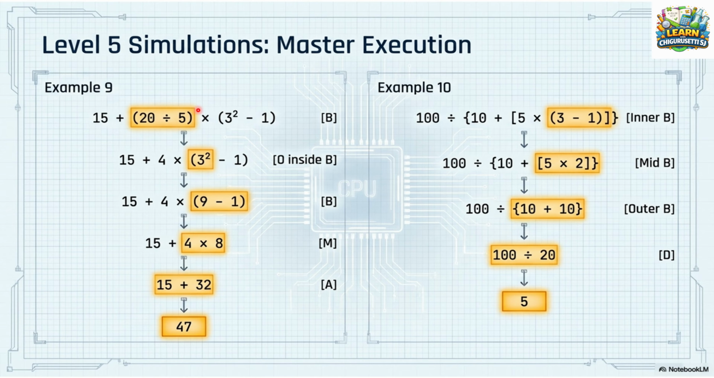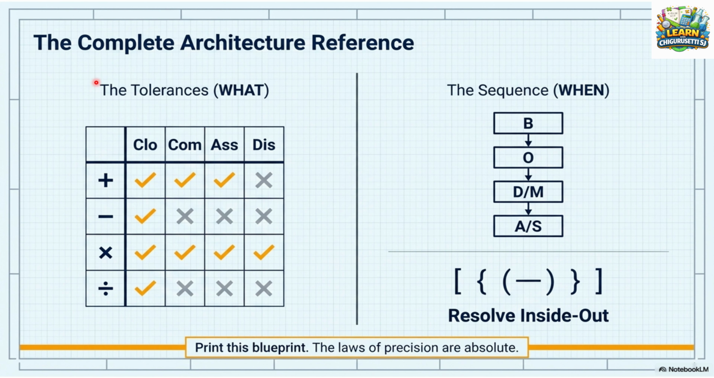See, 20, first we need to do 20 divided by 5. Then we'll do 3 square. Then we'll do the parenthesis, multiplication, then adding. Like that only we'll be doing. So this is a full summary of this. You can take a print also, and these are very, very important ones.